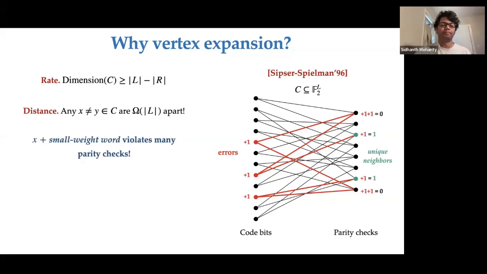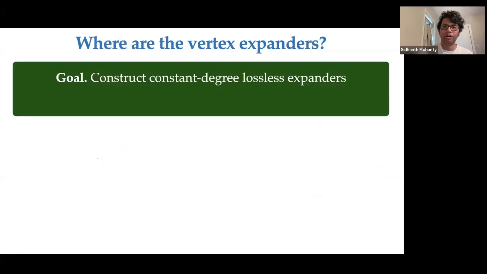All right, so if you have a small weight word, then it violates many parity checks. And one nice feature of lossless expanders, or codes based on lossless expanders, is that you can correct these errors in linear time. Okay, so that was a digression, but hopefully I've convinced you that vertex expansion is an important notion. And today our goal is going to be to construct constant degree lossless expanders.